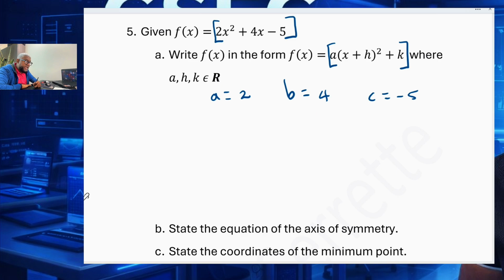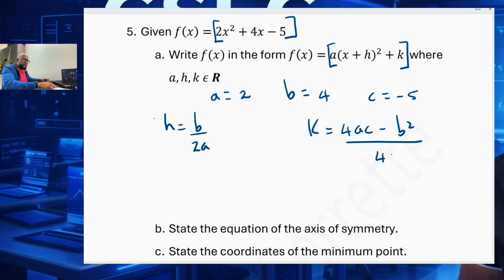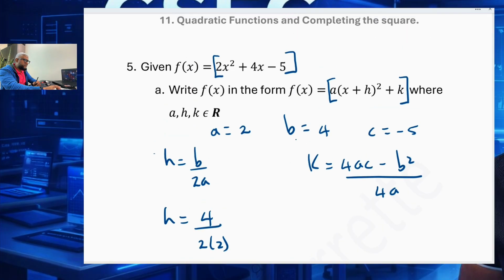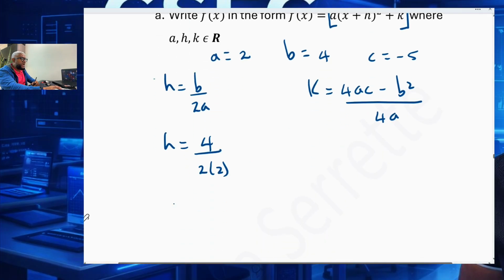So let me go. H would be equal to B over 2A. K would be equal to 4AC minus B squared over 4A. Right? So let me go. H would be equal to 4 over 2 times 2. Were there any negatives here? Just the 5 was negative. Right? So 4 divided by 4 would be 1.